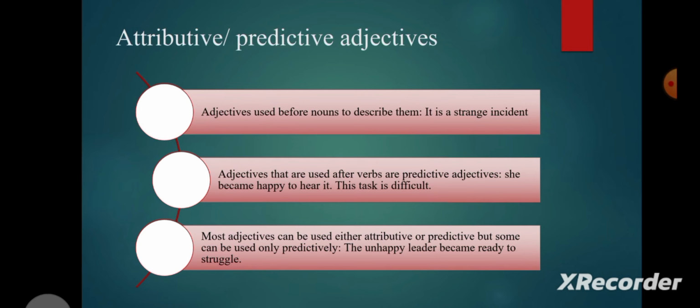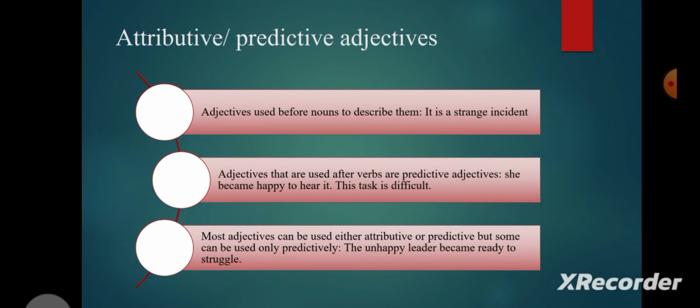There are some other kinds of adjective like attributive and predicative adjectives. Adjectives used before nouns to describe them are called attributive adjectives. They are used attributively. For example, it is a strange incident, or you may also say it's a fine scene. It's a difficult task, or the journey from Islamabad to Lahore is an adventurous one.